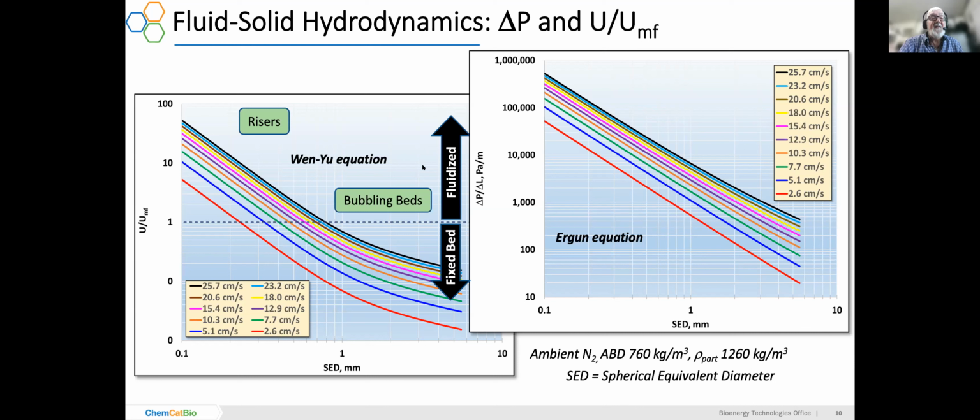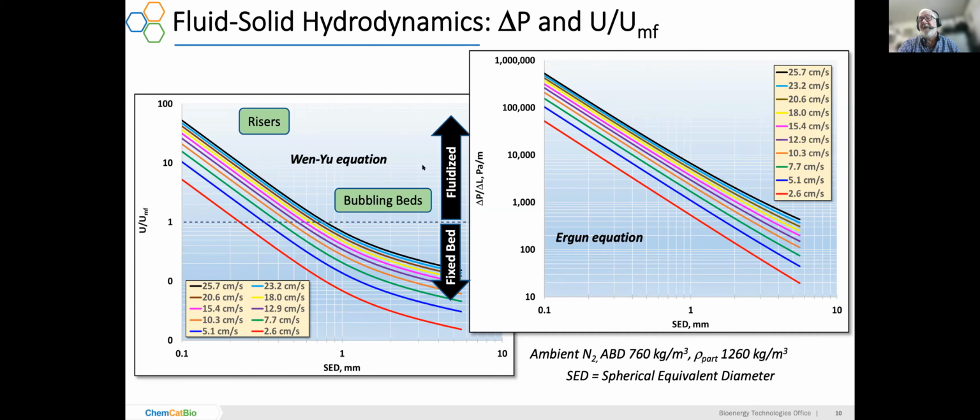Now, the closer you get to that U over UMF equals 1, now you're talking about bubbling beds. Okay, so you're not transporting them at high velocities, but you are getting good gas solid mixing through the action of bubbling. And then once you get below that line of 1, we're basically in the regime of the fixed bed. Okay, we're not going to be able to move those particles. And so this is all very straightforward.